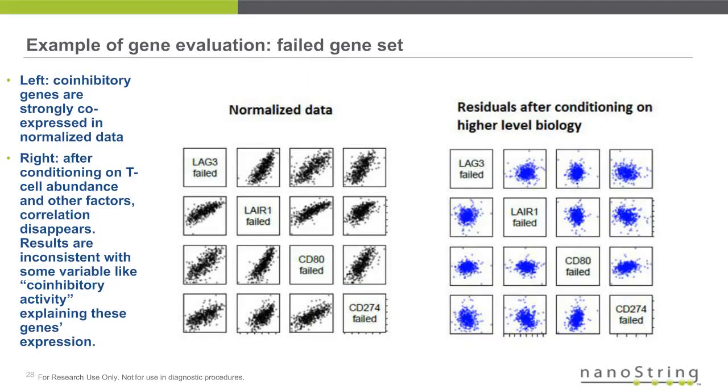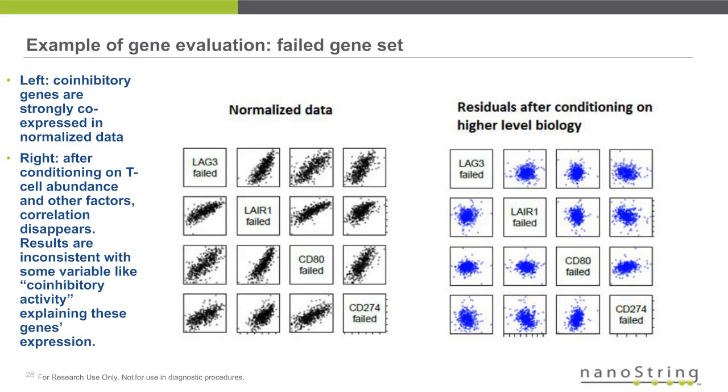So to make this a little more concrete, let me start with a failed example of a signature. We wanted to create a signature of T-cell co-inhibitory signaling. You might expect there could be some variable of how receptive T cells are to co-inhibitory signaling and how much co-inhibitory signaling is actively affecting those T cells. So we chose, using the literature, a good number of co-inhibitory genes. I'm just showing 4 of them here.